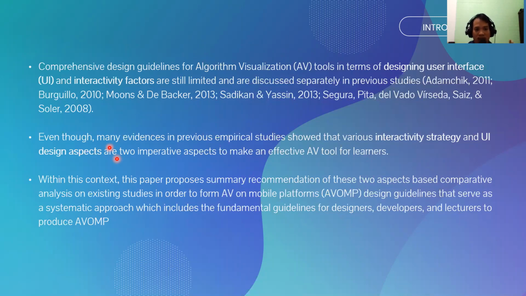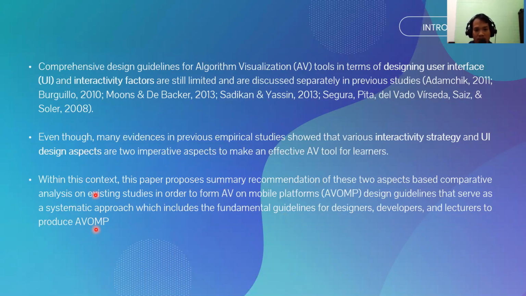Within this context, this paper proposes the summary recommendation of these two aspects based on comparative analysis of existing studies in order to form AV on mobile platforms, AVOM, design guidelines that serve as a systematic approach which includes the fundamental guidelines for designers, developers, and lecturers to produce AVOM.